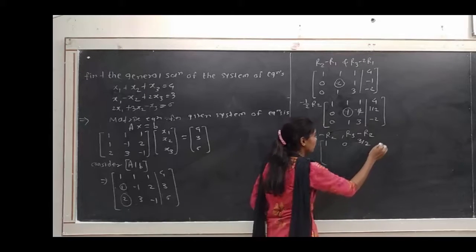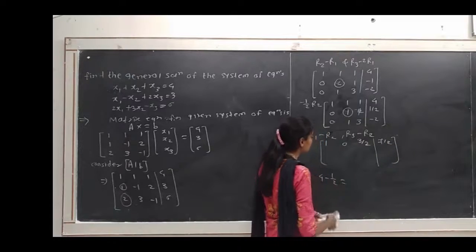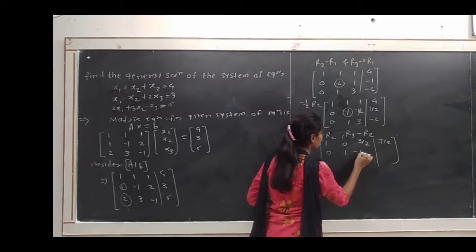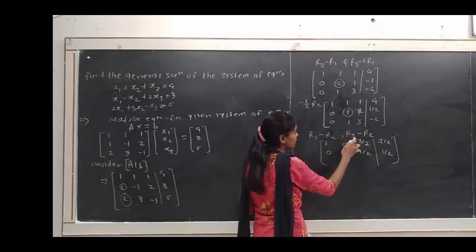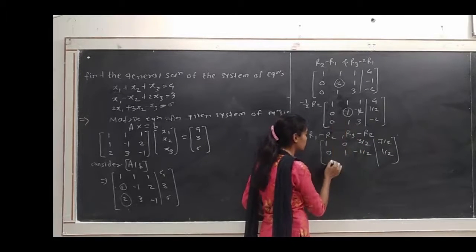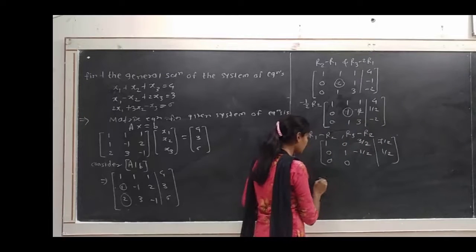8 minus 1, we get here 7 divided by 2. Then the second row will be as it is: 0, 1, minus 1 divided by 2, 1 divided by 2. And the third row changes using the row operation R3 minus R2. So 0 minus 0, here we get 0, 1 minus 1 is 0, then the next entry will be 3.